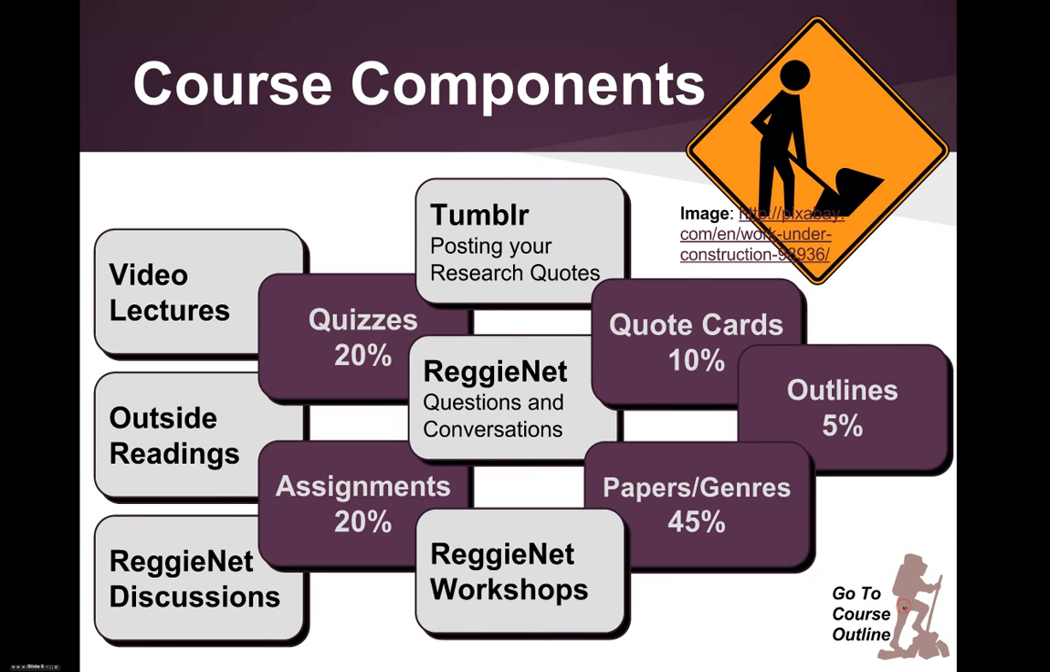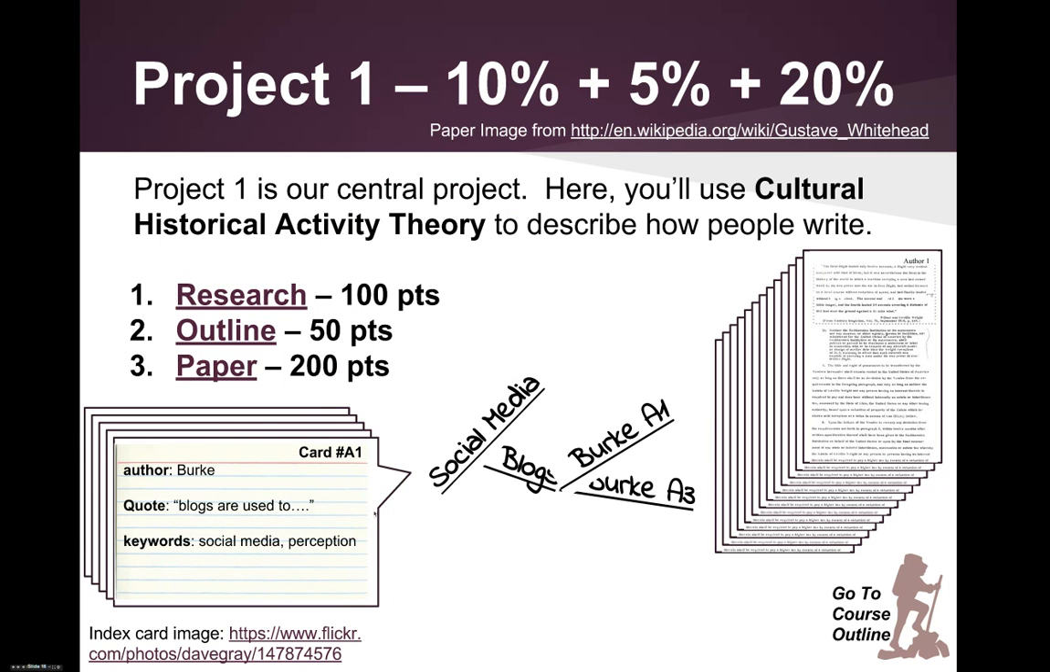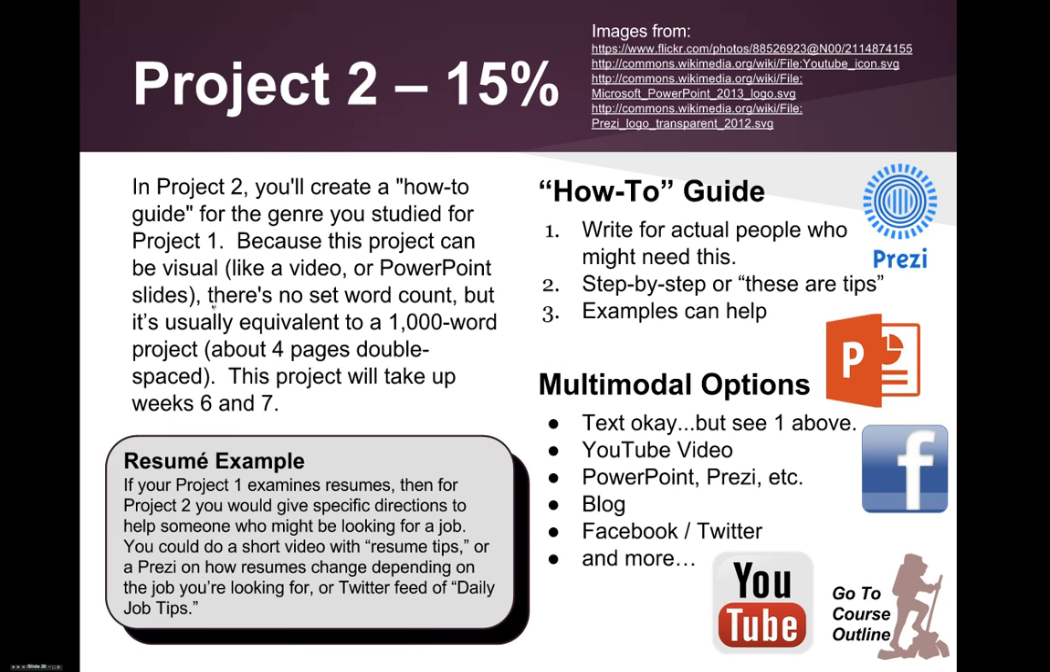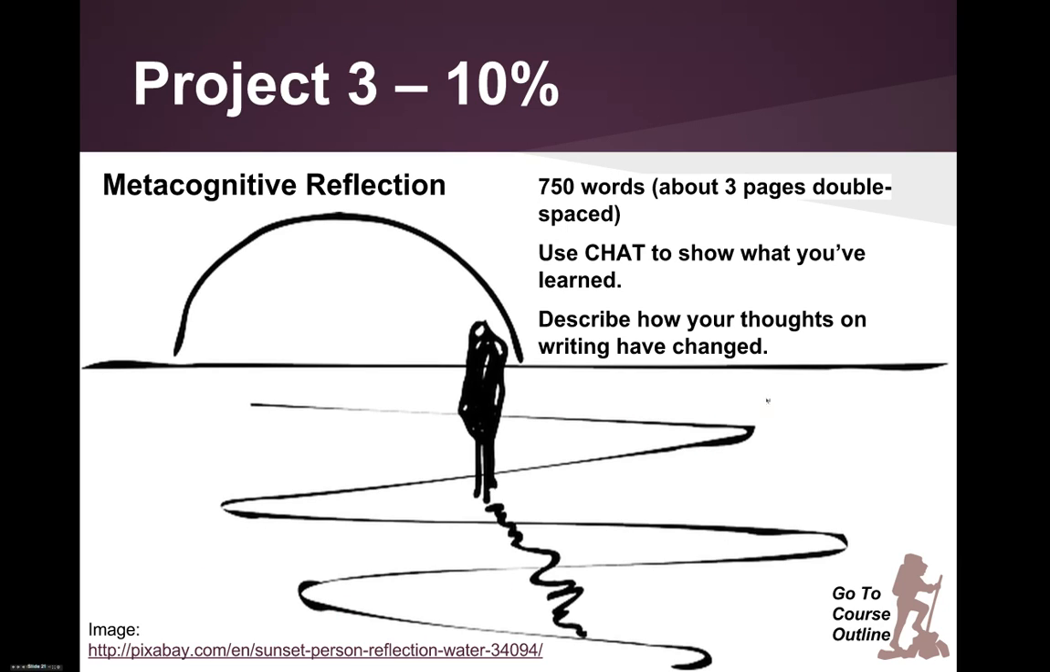Now we'll go back to the course outline. If you go to Project 1, you'll see that there's a research component, there's an outlining component, and then there's a paper component. If we go to Project 2, this project is much simpler because you'll be building off something that you've already researched for Project 1. So much of the research component is already taken care of. And then you take a look at Project 3. This is kind of a big reflection over the whole of the course.